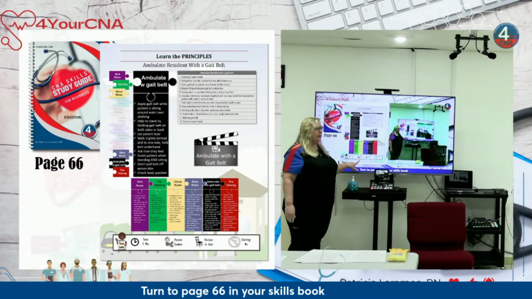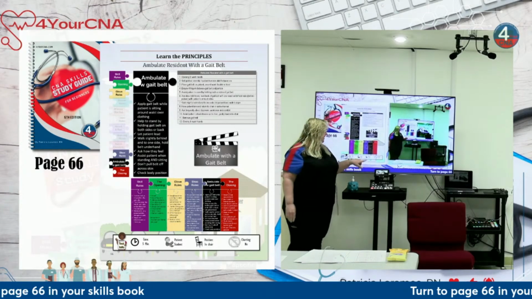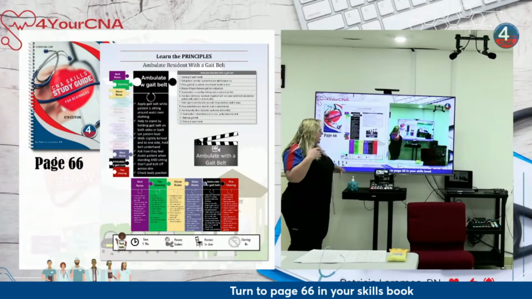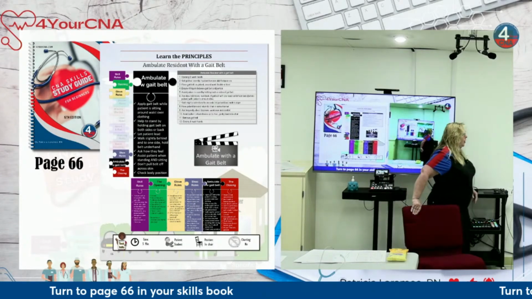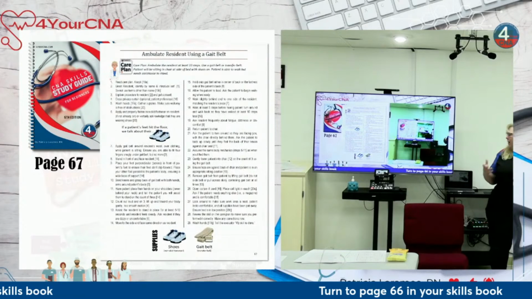You're going to do this on a real testing student. That student will be positioned in a chair at the beginning of the skill, and charting is not required for this skill. So there's not a whole lot new here, but there are a few things that I need to bring to your attention that you're probably not aware of.